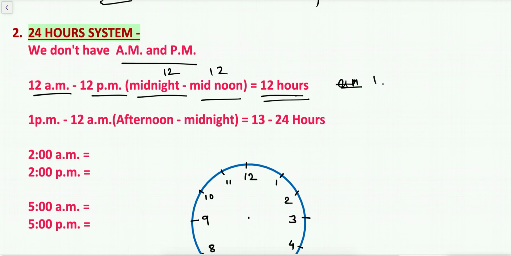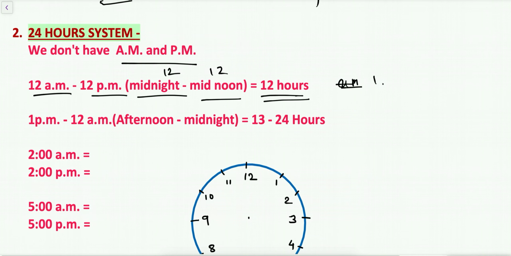Afternoon 1 o'clock is 13 hour, evening 4 o'clock is 16 hour, evening 7 o'clock is 19 hour, night 9 o'clock is 21 hour, night 11 o'clock is 23 hour, and night 12 o'clock is 24 hour. So this is how the 24-hour system works.